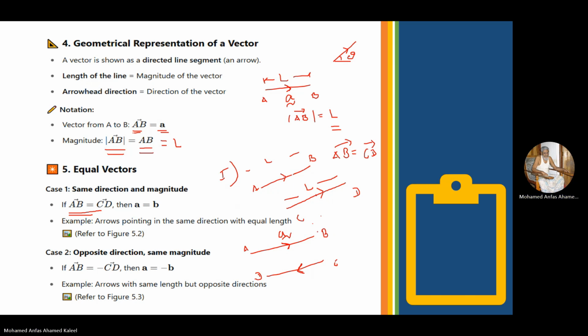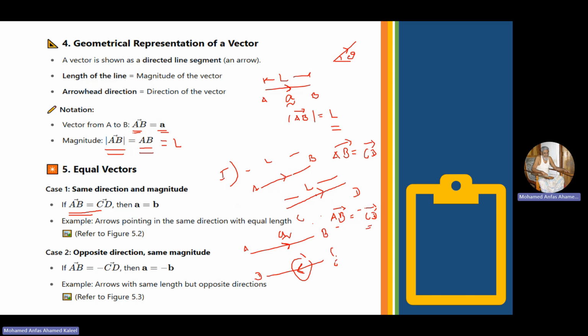To change the direction, we say vector AB is equal to minus vector CD. It cannot be plain CD vector because we have to change the direction now. To change the direction, we have to use the minus symbol because it is negative; in this direction we are using positive. If we want to change to the other direction, we put the minus symbol. So vector AB is equal to minus vector CD.